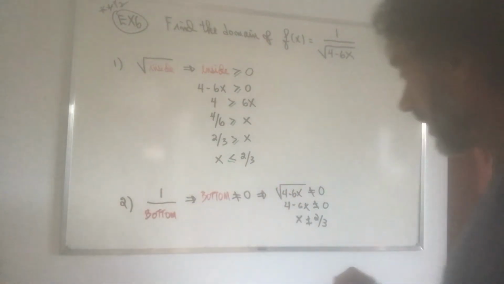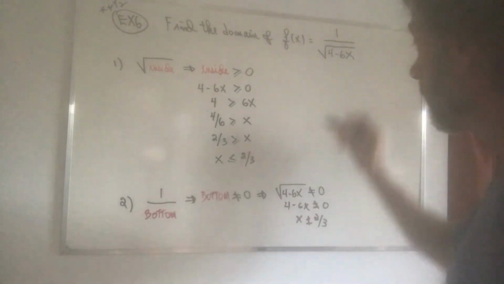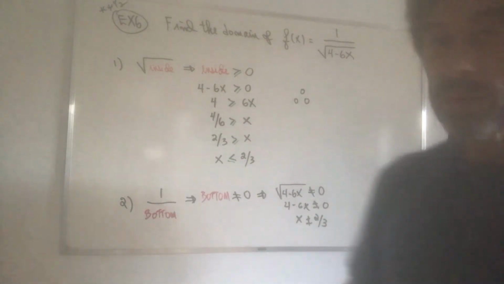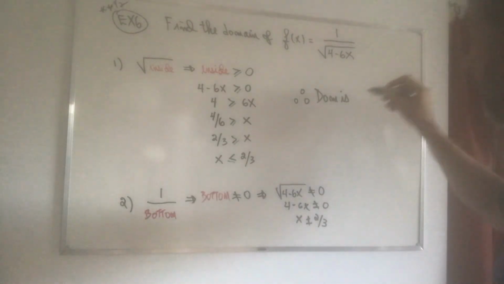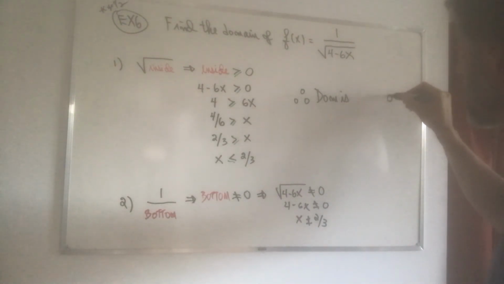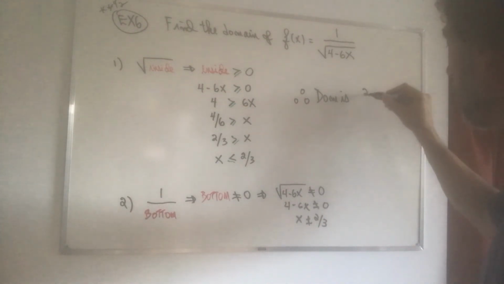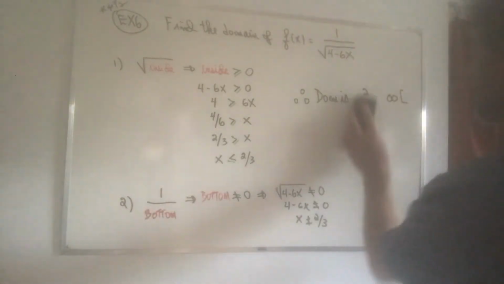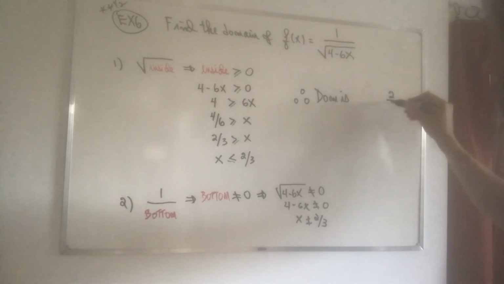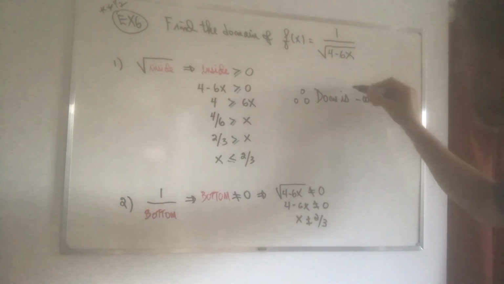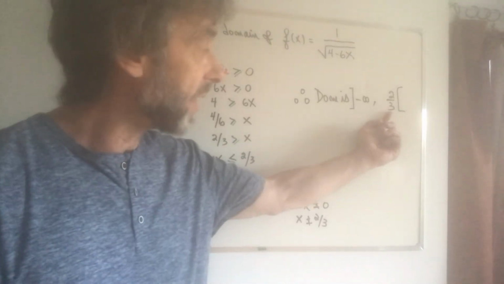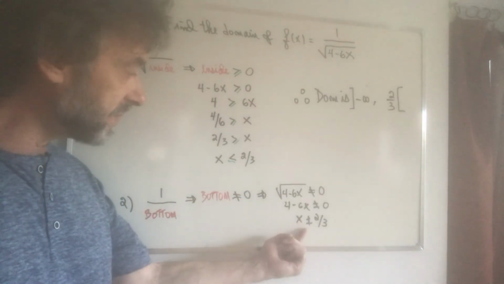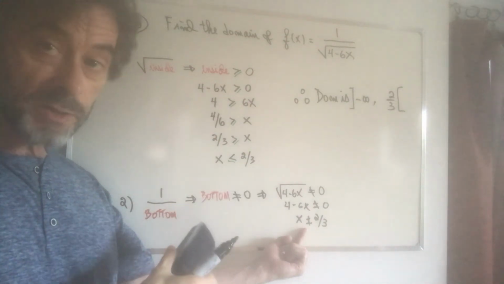So that means that the domain, so conclusion, the domain of this function is, so less than 2/3, so it's 2/3 over here and minus infinity there. Open, and then at 2/3 I have to open the bracket because the 2/3 value is not included in the domain as we have seen here, simply because it makes the bottom 0.